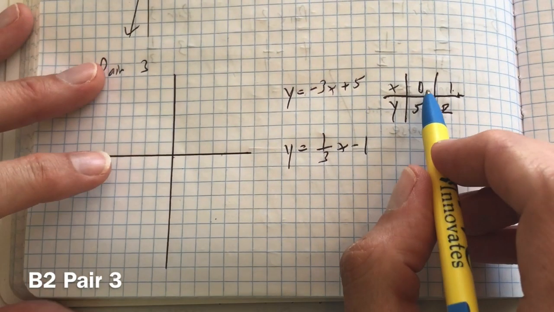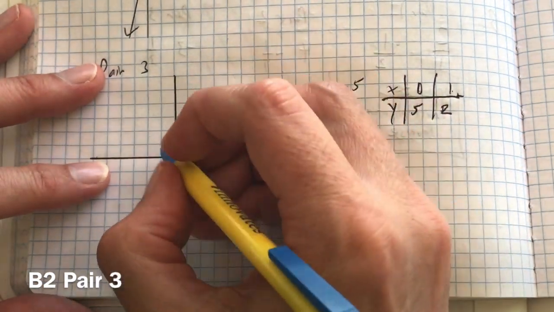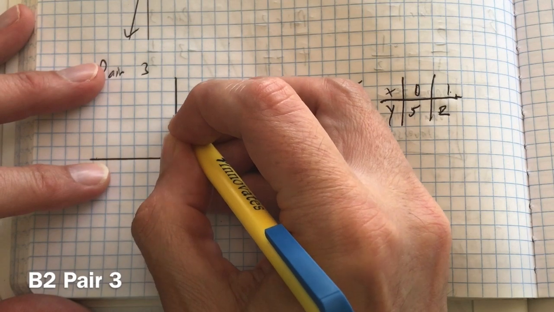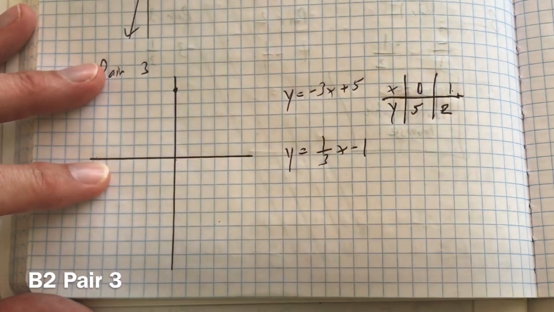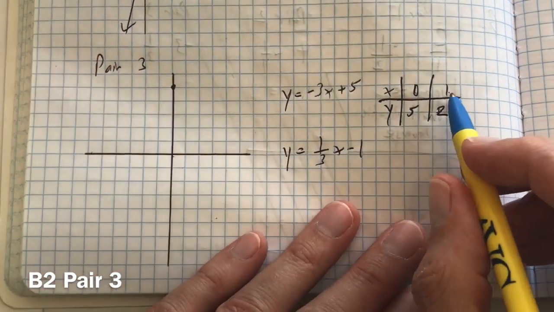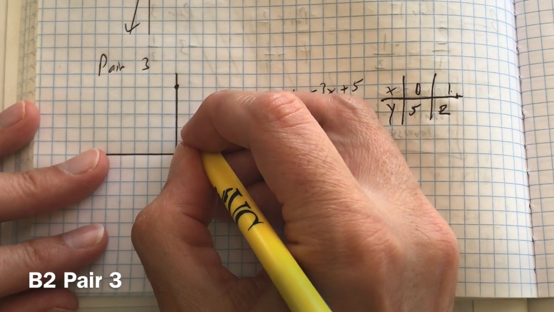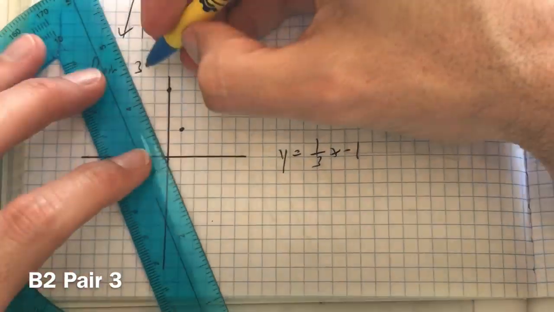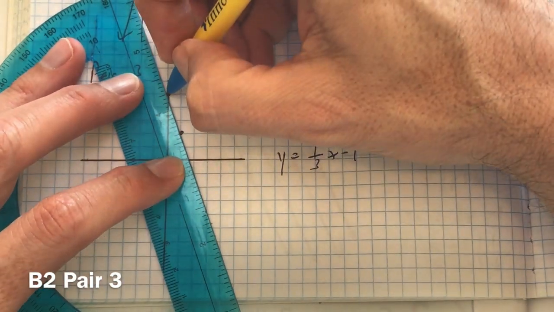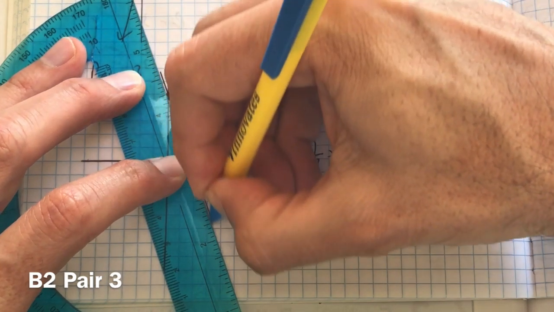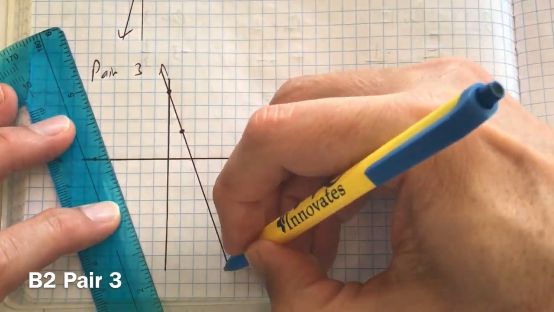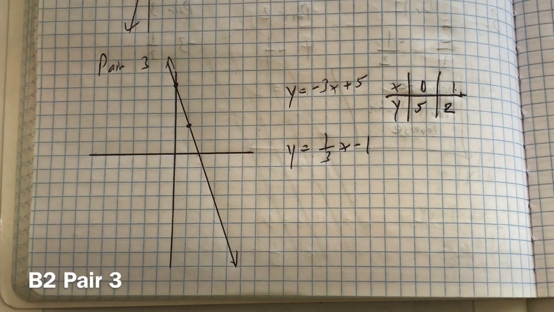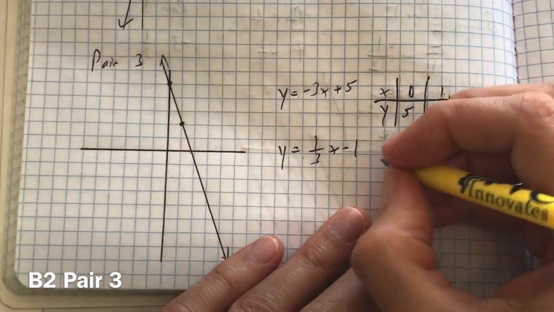So let me just plot those. So we got 0 and 5. So 0, 1, 2, 3, 4, 5 as there. And then 1 and 2. So let's draw this guy out here. And then same thing for our second one.